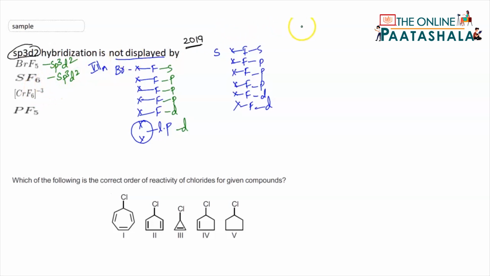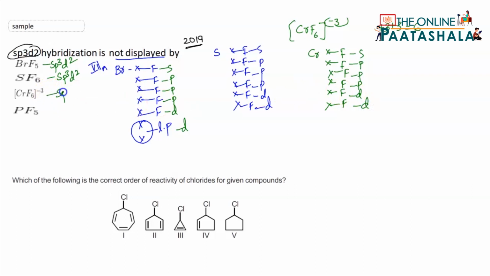Next is chromium, CrF6 3 minus. Chromium's state will be plus 3, and the minus 3 means you add another 3 electrons, so the total is 6 electrons, each bonded with fluorine. Again this is S, P, P, P, D and D. So what is the hybridization here? sp3d2.